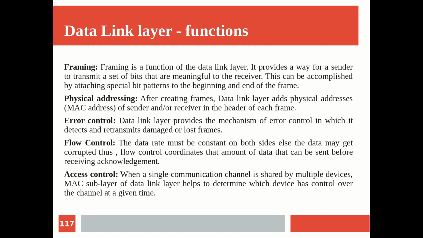Of course, our second module deals mainly with the flow control aspects of the data link layer, and access control. Access control applies when a single communication channel is shared by multiple devices, and we call it a broadcast link. Otherwise, it is a point-to-point link. A single communication channel shared by multiple devices will be in broadcast mode only. And the MAC sublayer of the data link layer helps to determine which device has control over the channel at a given time. So at any time, who will communicate is determined by the access control algorithm.